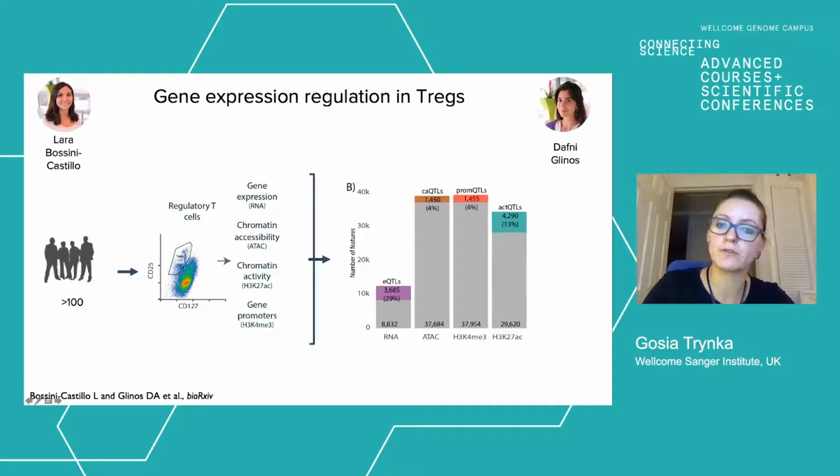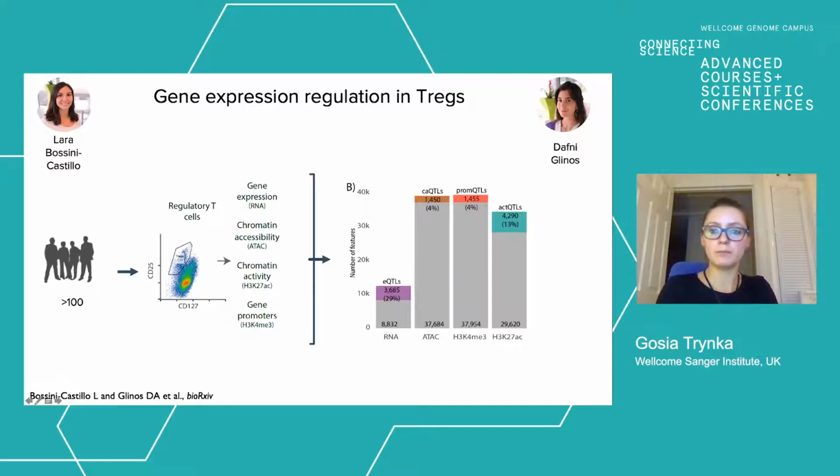As you can see, for almost 30% of genes expressed in TRex, we were able to see that there was a genetic effect on gene expression. On the other hand, we were able to map far more chromatin regulatory regions using the 3 other chromatin marks. And as you'll see, the number of these regulatory regions that are under genetic control was different between the different assays. In particular, we saw that acetylation QTLs, which reflect H3K27 acetylation activity, were more abundant across the 3 assays.